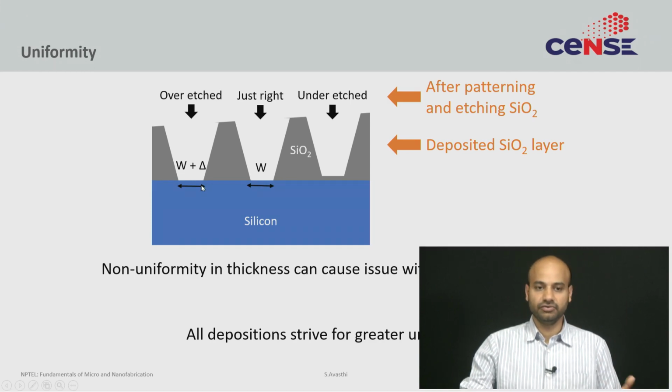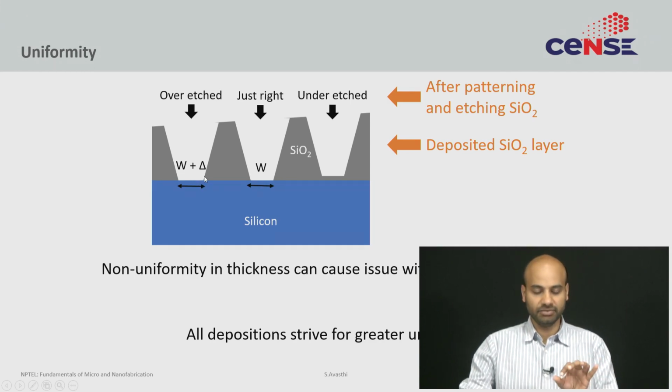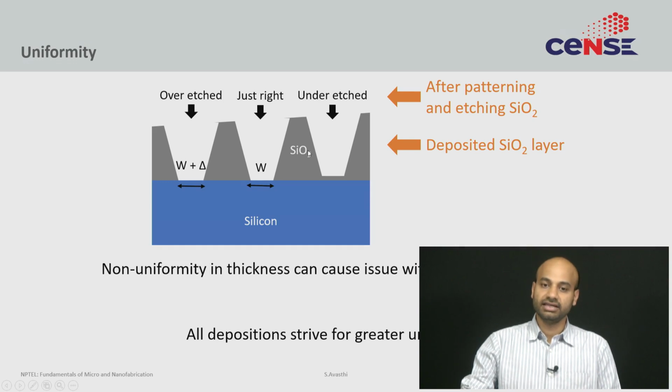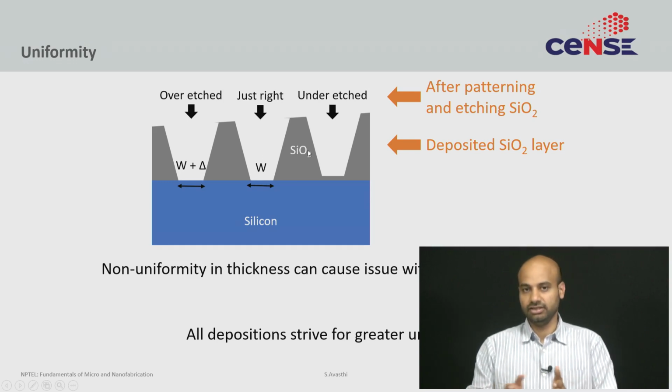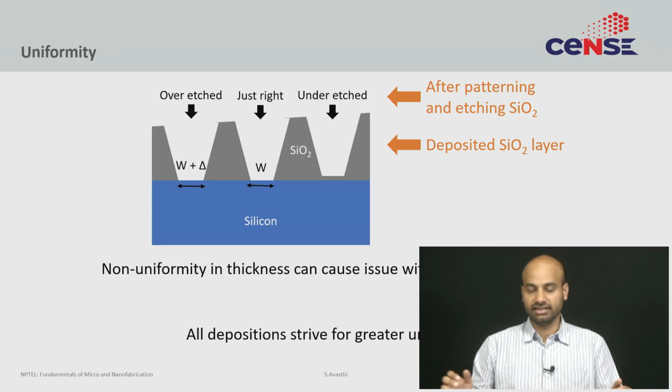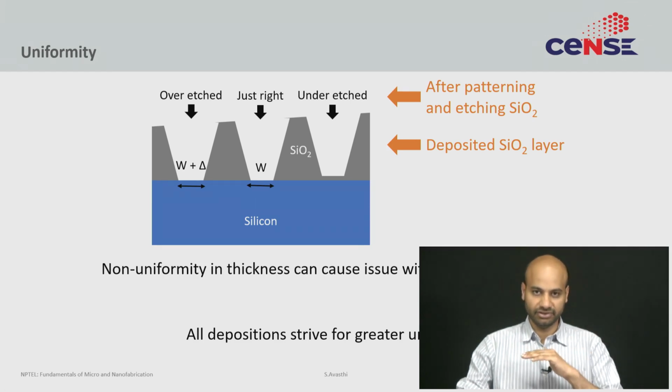In those cases you would over etch the sample, so the opening would be larger than expected, and in some cases you would under etch the sample, in which case you would not have the opening at all because the silicon dioxide was thicker. So, these sort of problems can only be avoided by having the silicon dioxide uniformity be very precise. So, you should aim to have a uniform deposition everywhere.